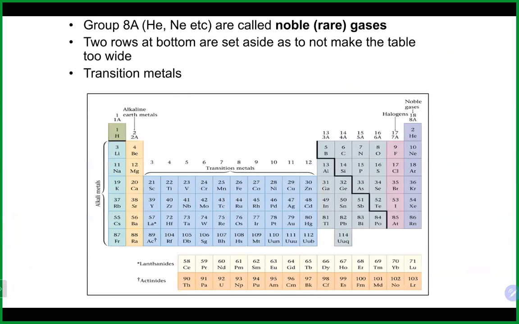A couple other things here: between group number 2 and group number 3, in this region here, these are our transition metals.